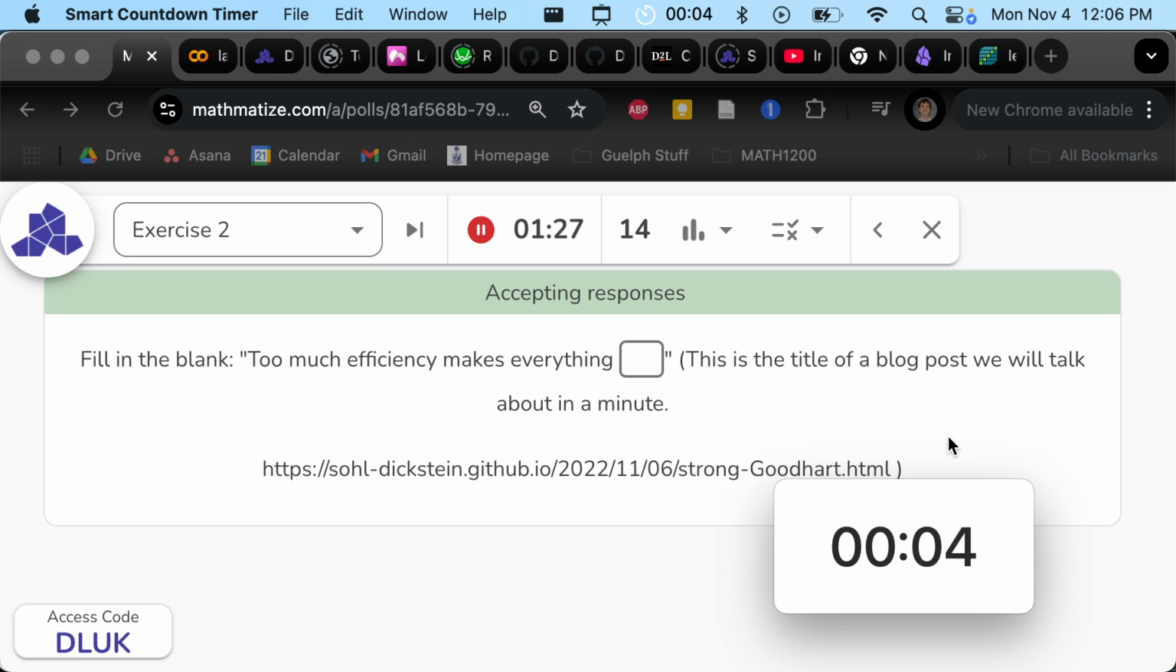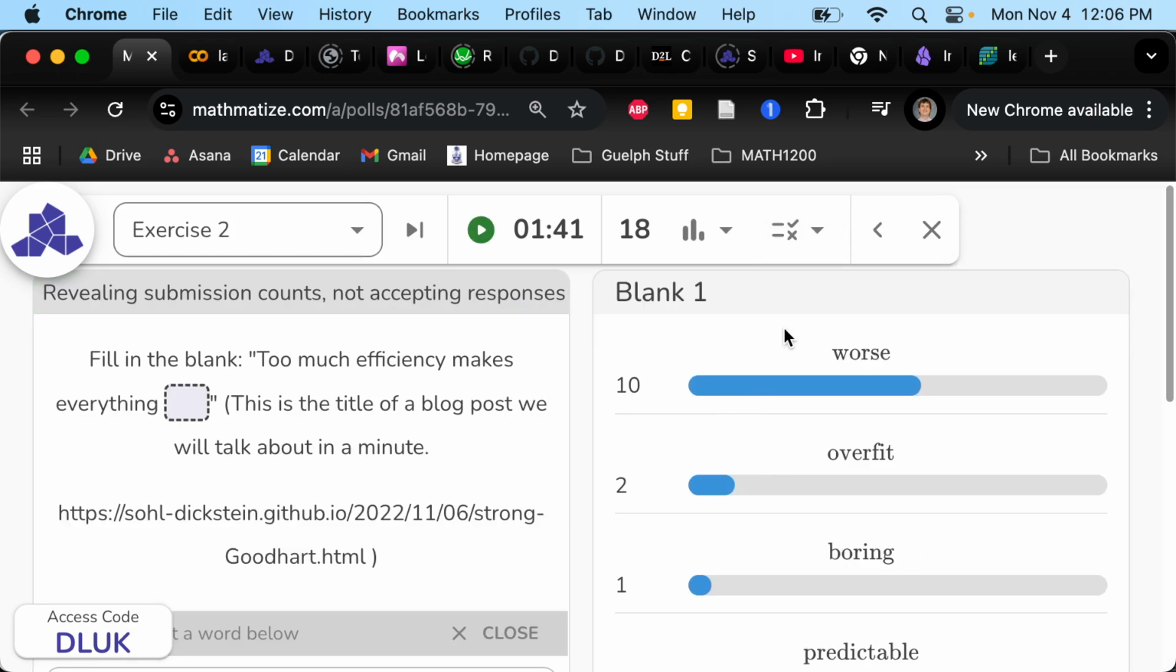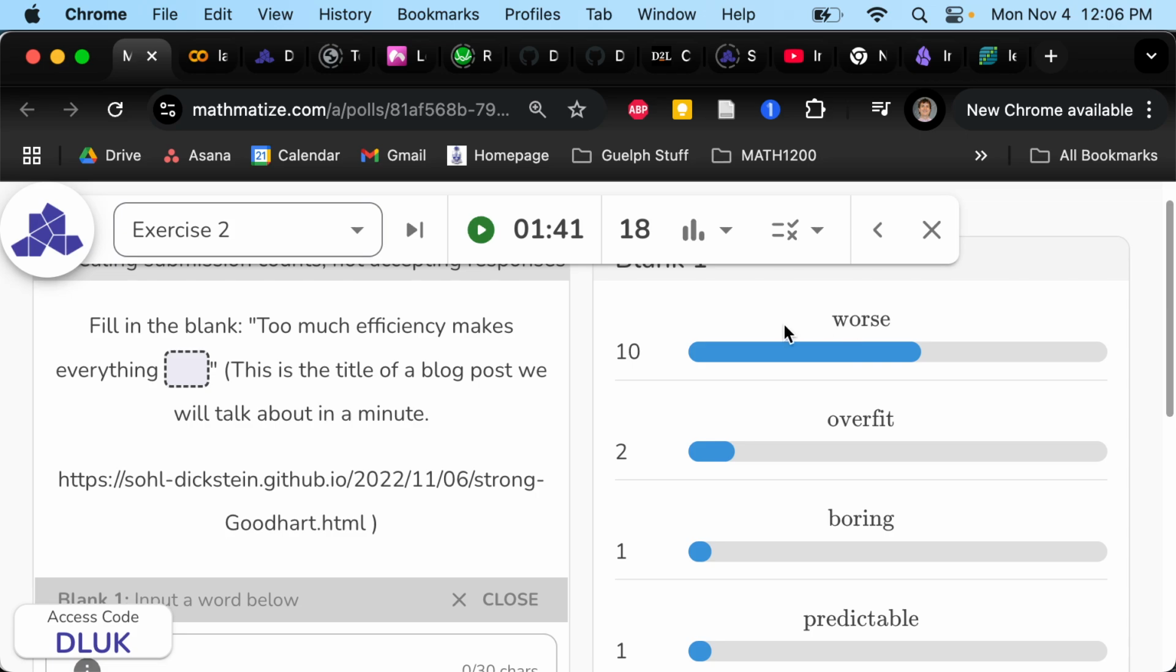Okay, 5 seconds left. Put in your blank. Obviously, this is just to see what you think. There is no right or wrong answer. I'm curious what people think. Okay. Too much efficiency makes everything worse. Worse. Too much efficiency makes everything worse.